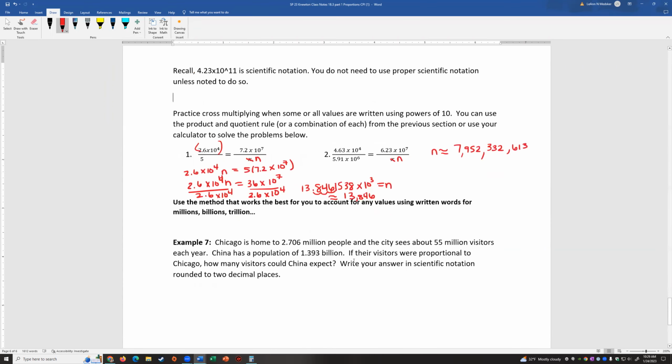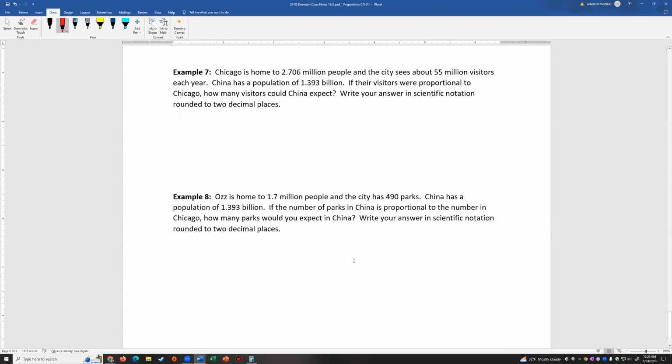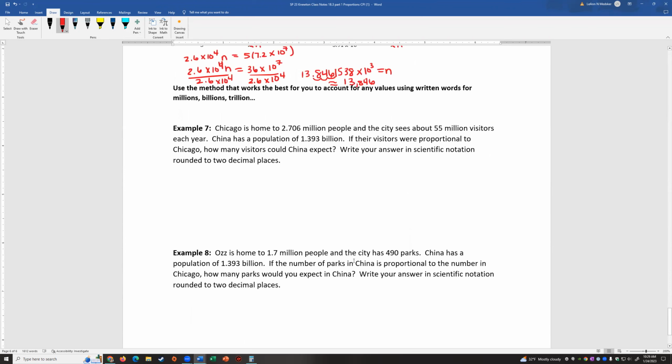Okay, so let's talk about some word problems. There are only 2 of these that have different units, and that will be the end of section 1B3. It is a long section, sorry about that, but a lot of this is just rehashing the same types of problems. We're just looking at variations. So Chicago is home to 2.706 million people, and the city sees about 55 million visitors each year. China, a different place, has a population of 1.393 billion. Notice we're not going to get units canceling when we set up the cross multiplication here. If their visitors were proportional to Chicago, how many visitors could China expect?